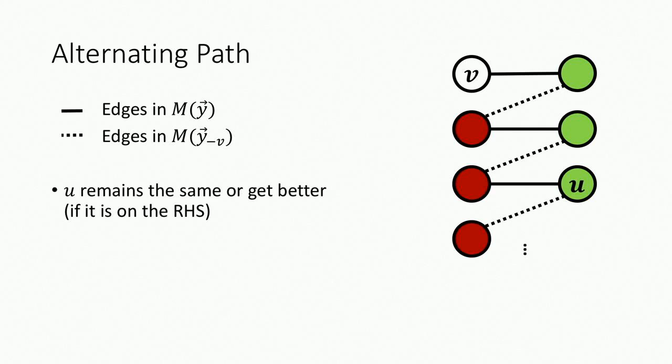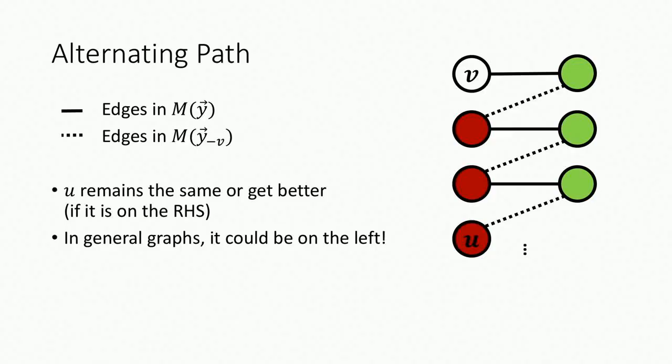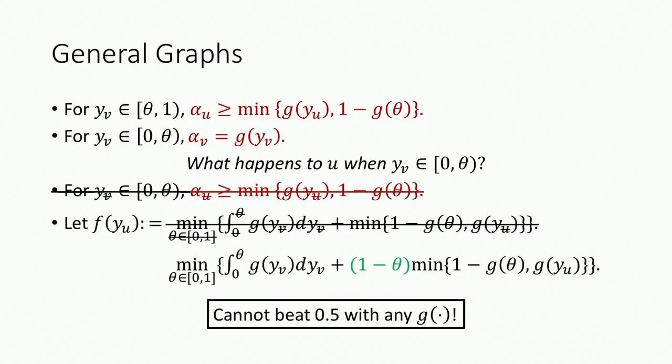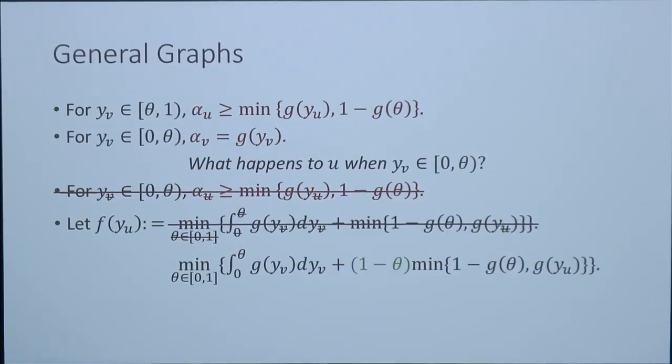And then in the bipartite case, u only appears on the right-hand side, right? Now, what I didn't say, but holds, is that all the vertices on the left-hand side actually get worse. In particular, the last vertex, if it's on the left-hand side, will change from matched to unmatched. And for general graphs, you may very well be on the left-hand side. So in the worst-case scenario, it could be that you're getting 0 from this case. And once you have that, essentially you have to multiply the second term by 1 minus theta, because you're only getting this gain in that interval.